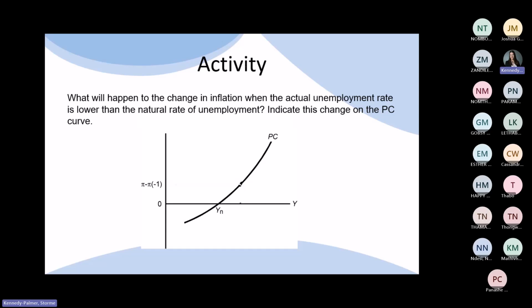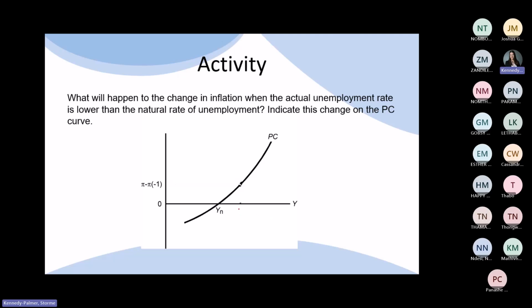Okay, activity. What will happen to the change in inflation when the actual unemployment rate is lower than the natural rate of unemployment? Indicate this change on the PC curve. Where would you put your Y?